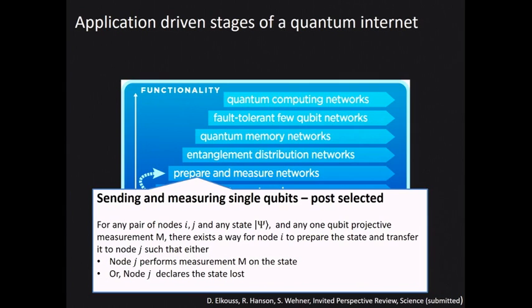So basically you can think of this prepare and measure network as having the capability of sending and measuring single qubits. Okay? So this means that any two nodes in a network, any node can prepare an arbitrary qubit, transmit it to the other node, and they can perform an arbitrary measurement. Okay? And post-selection means that the receiving node either manages to perform the measurement or declares that the state is lost. Okay. So as long as the probability of post-selection is not too large, this already allows you to do quantum key distribution.